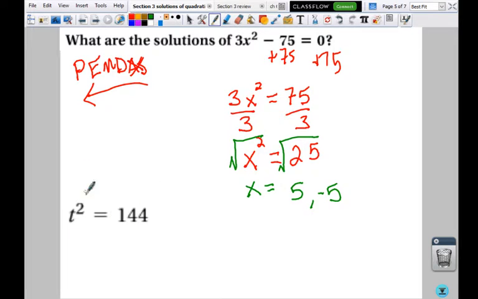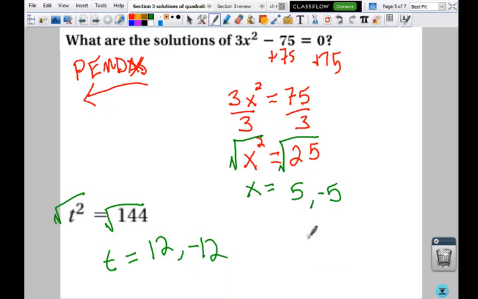Be patient. And on this next one, t squared equals 144. Do I have to do anything other than square root it? No. We're just going to square root it. The square root of 144 is 12, but because I made the square root myself, it's also negative 12. Be careful.